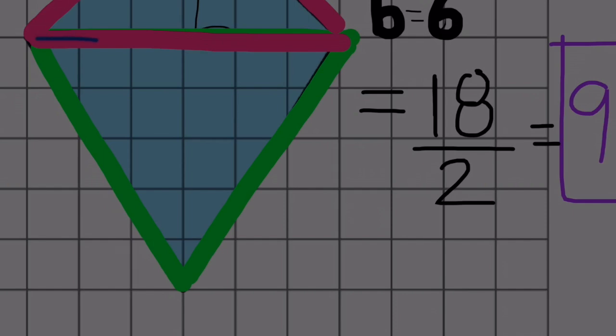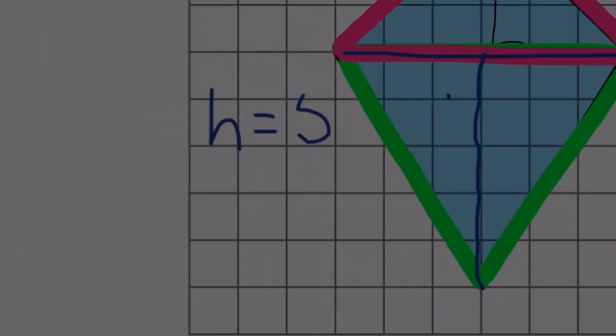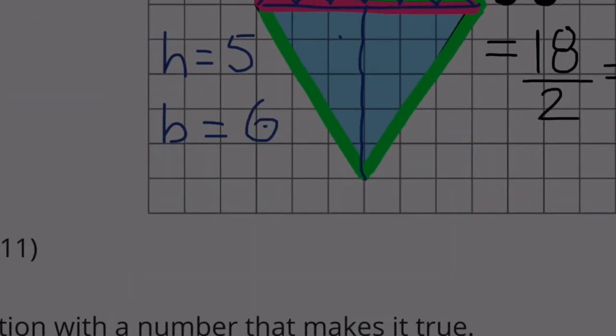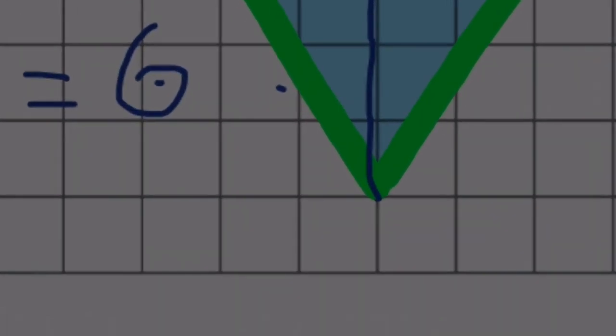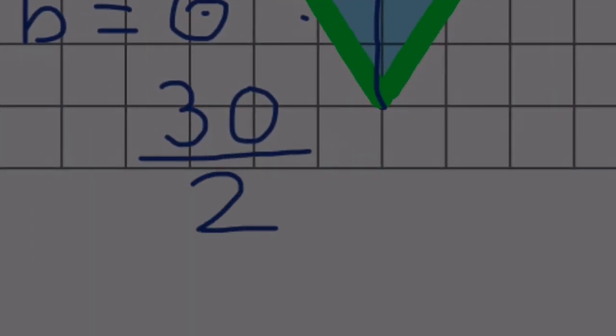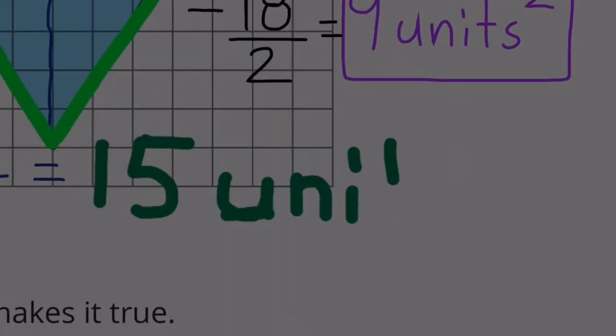You know, we can use our imagination and say that this is the base right here. And then we can count 1, 2, 3, 4, 5 for the height. So the bottom triangle, the height is 5, and the base is 1, 2, 3, 4, 5, 6. Base is 6. So 5 times 6 equals 30. And then remember, it's a triangle, so we have to cut it in half. So half of 30 is 15 units. And remember, talking about squares.